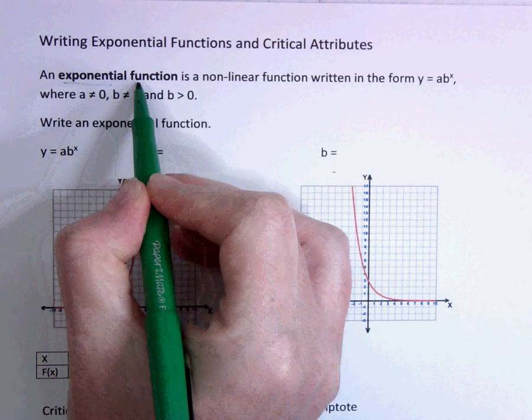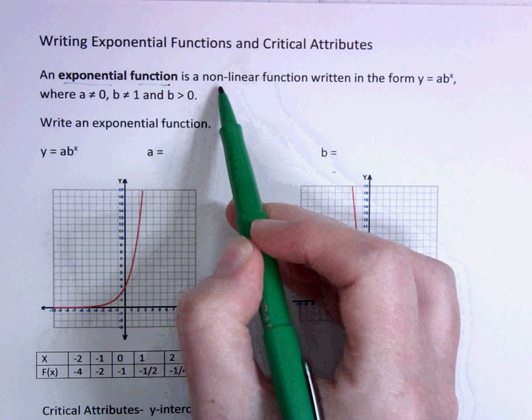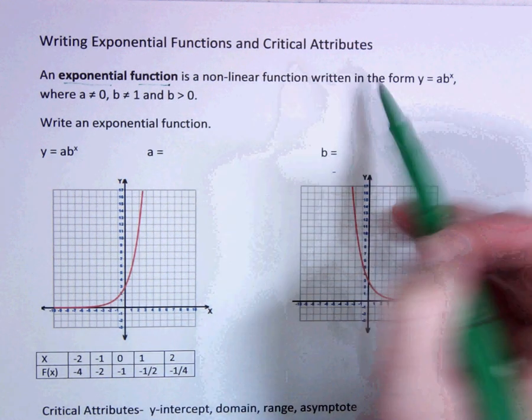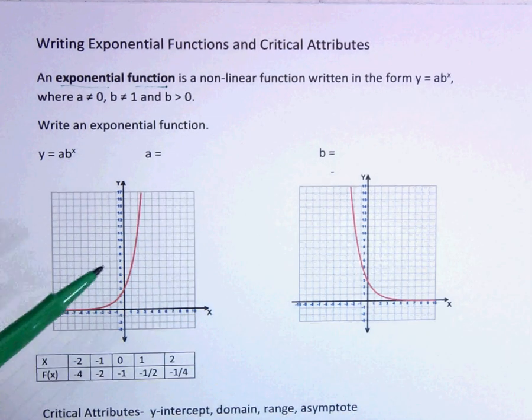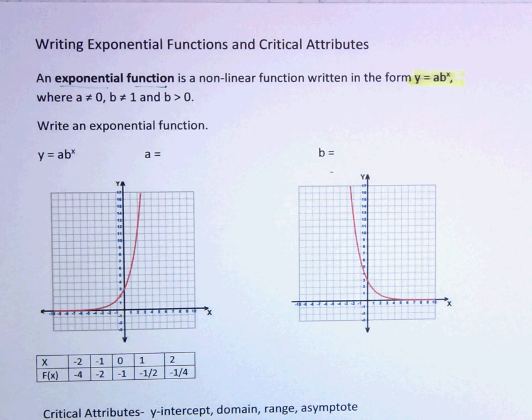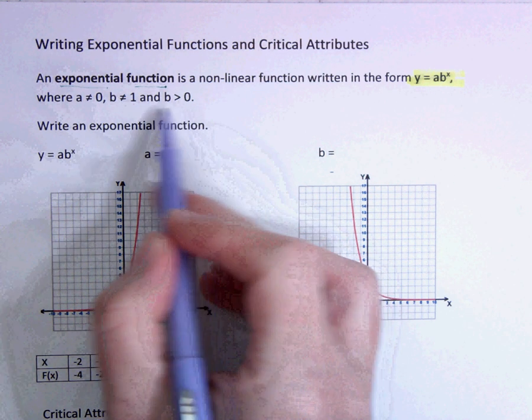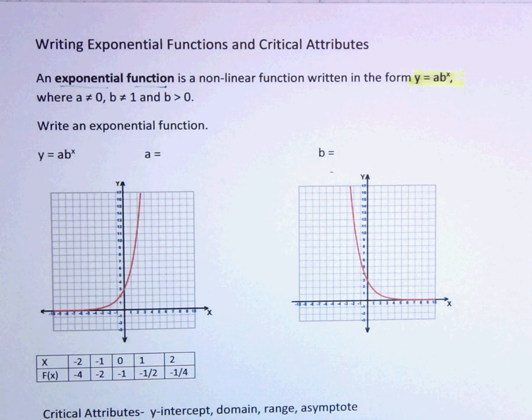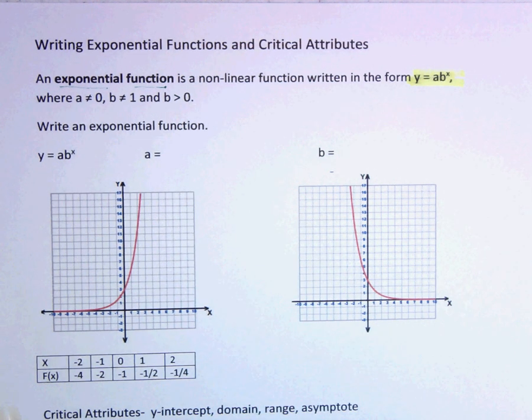It says an exponential function is a non-linear function written in the form y equals a times b to the x power. And a cannot be 0, b cannot be equal to 1, and b has to be greater than 0. If these things don't happen, then it's not going to be an exponential function. Okay, so first, let's talk about how to write an exponential function.